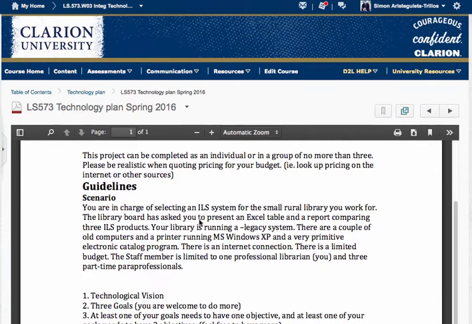Okay, this is the scenario. You are in charge of selecting an ILS system for the small rural library you work for. So of course, this plan is not for a huge library. It's for a small rural town library.